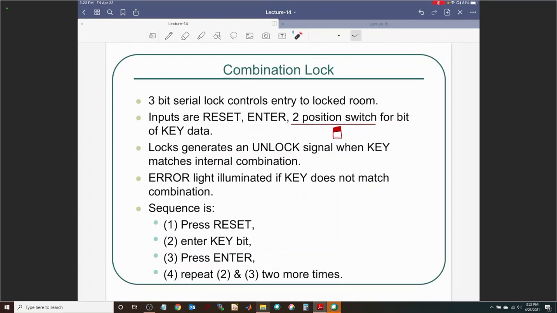So what is the sequence of steps that are going to be typical? You press reset, initialize your FSM. Then you enter the key bit by using this particular switch, low or high. And then you press enter. The user presses enter, another switch. And then you repeat 2 and 3 for 2 more times because it's a 3-bit serial lock. You guys see that? Comfortable with at least the problem statement?